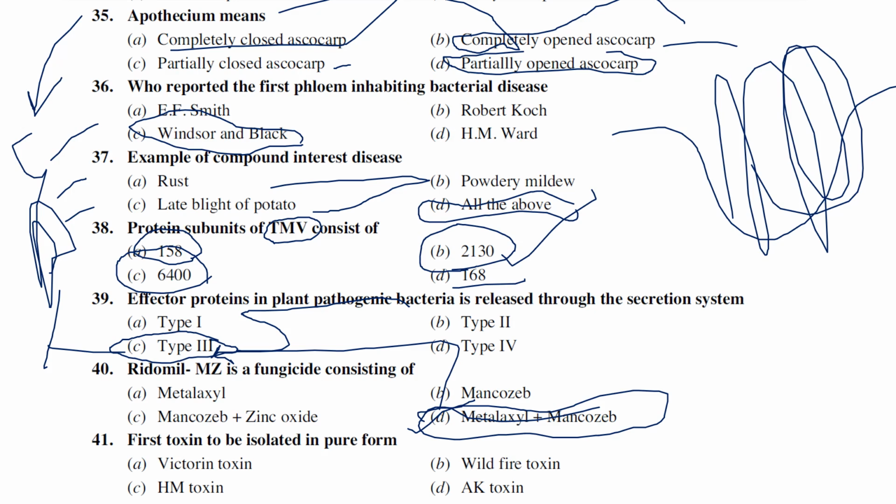First toxin to be isolated in a pure form. So which toxin is isolated in a pure form for the first time? Wildfire toxin is the toxin which is produced by Pseudomonas syringae pv. tabaci, I think. That is the first toxin to be isolated in a pure form.